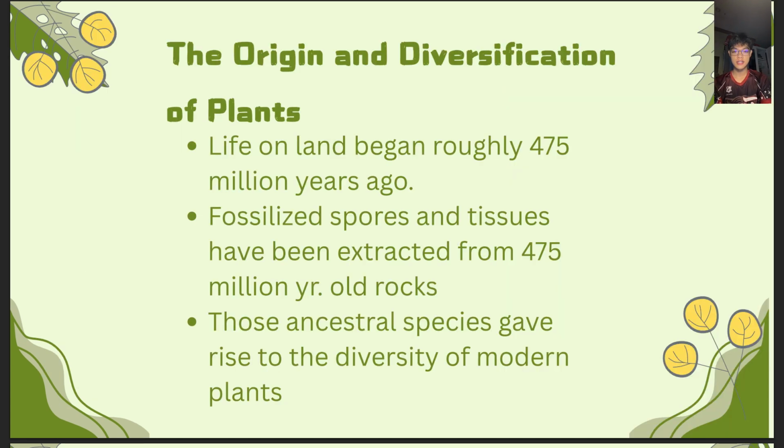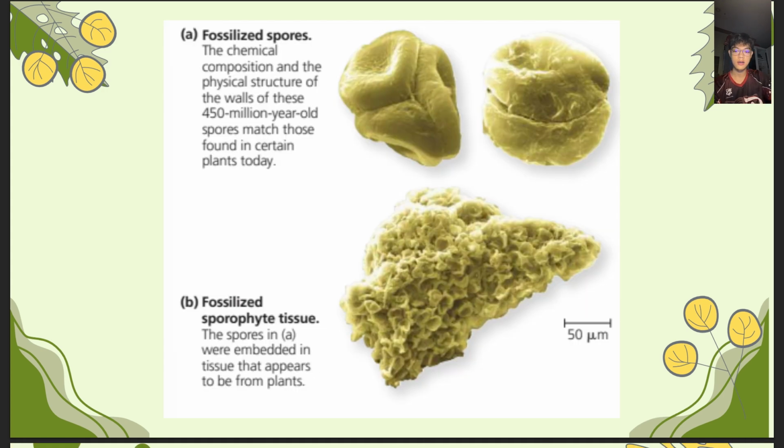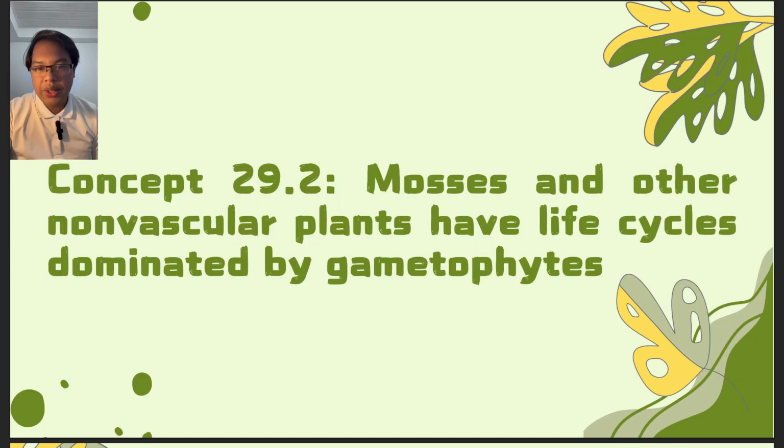The last part of this concept is the origin and diversification of plants. Life on land, as I said earlier, began roughly 470 million years ago. We know this because we've extracted fossilized spores and tissues from this date, and those ancestral species gave rise to the diversity of modern plants. We can see on this slide fossilized spores, and fossilized sporophyte tissues. And that's it for this concept. So now, let's move on to the next concept, which focuses more on mosses and other non-vascular plants.